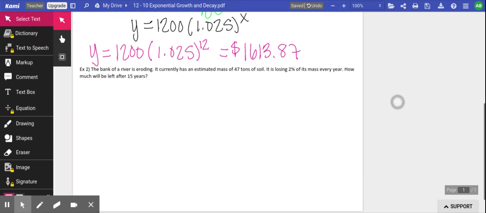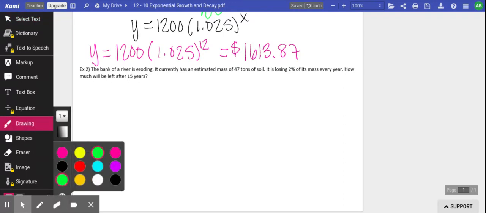All right, then our next example is about the bank of a river and it is eroding. So it currently has an estimated mass of 47 tons of soil. It is losing 2% of its mass every year. How much will be left after 15 years? So again, our first step is going to be to find that A value. So our initial value, or what our riverbank starts at, is 47 tons.